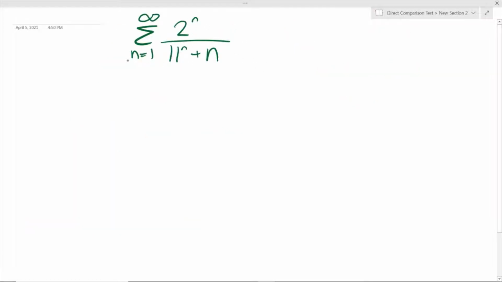So say we have a series that looks something like this. Now we have to find a series to compare it to. So let's say this is our series. This series is like our AN in this case. And now we have to find a series BN to compare it to. So usually when we do this, we have to manipulate and play with the inequality symbols. So if we look at the denominator, we have 11 to the exponent of n, right, plus n. So we take parts of this and we play with it. So we have this in the denominator.